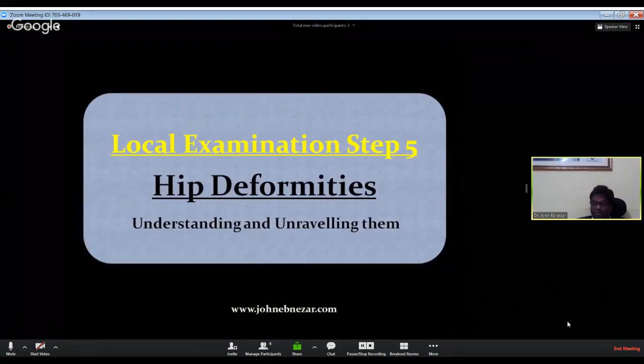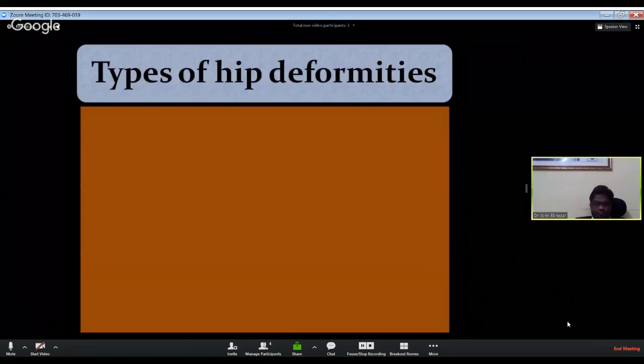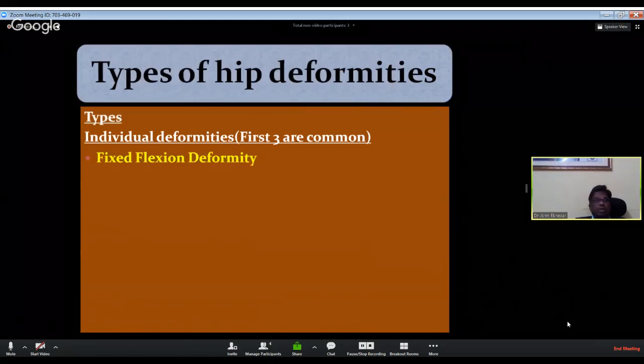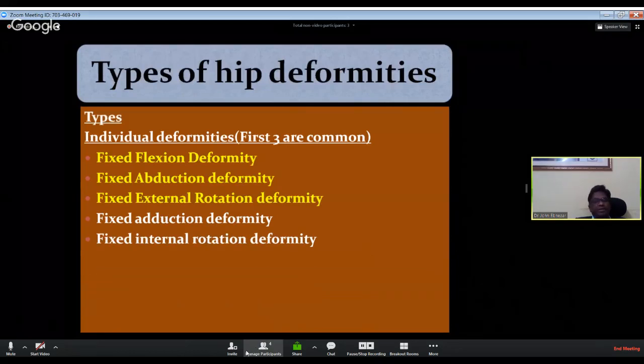Now, we come to the hip deformities, step 5 of the examination. And understanding and unraveling the hip deformities is very, very important. So, what are the types of hip deformities? Individual deformities. The first three are common. What are those? Fixed flexion deformity, fixed abduction deformity, fixed external rotation deformity. These three are the most common in hip deformities. Then come fixed adduction deformity, fixed internal rotation deformity, and combinations of deformities.